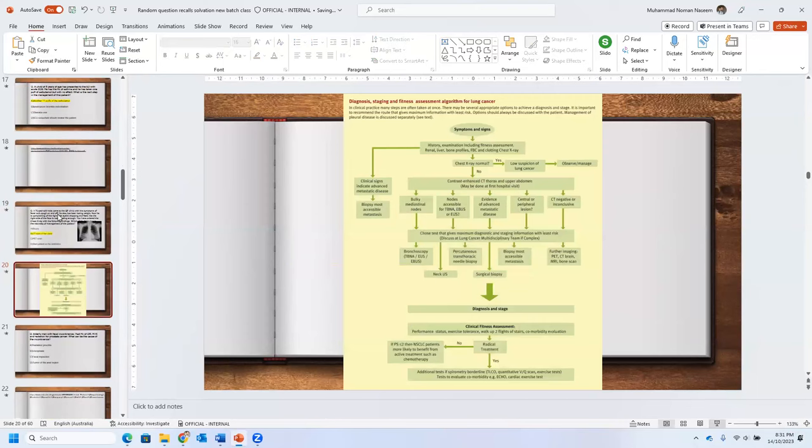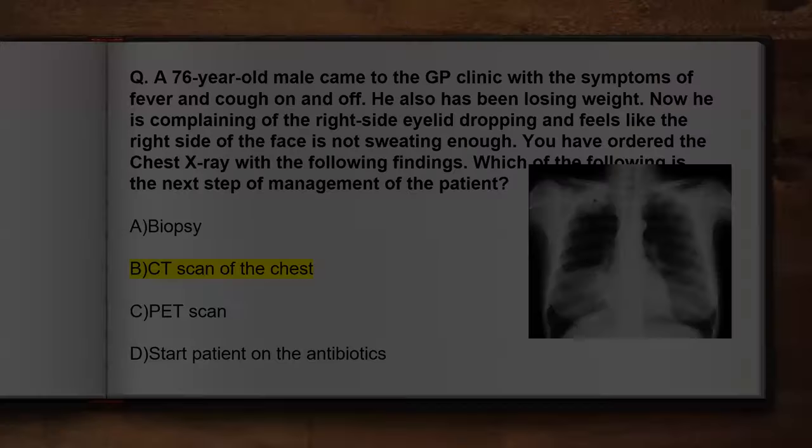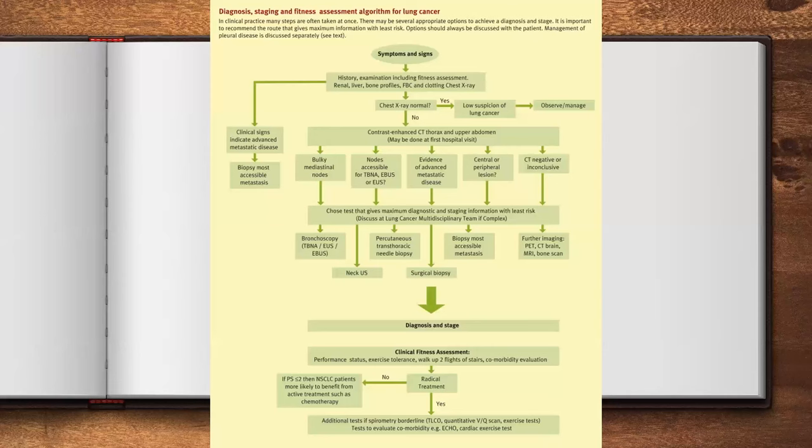If you look over here, guys, I'm just going to make the screen a bit enlarged. So if you look over here, if you're having signs and symptoms of lung cancer, you take the history, you do the assessment, you do the liver function test, renal function test, bone profiles, full blood count, and the clotting profile, and then you do the chest X-ray. On the chest X-ray, if it's normal, you just observe and manage the patient. If it's not normal and you have a suspicion of the tumor, then you do a contrast enhanced CT of the thorax and the upper abdomen. Afterwards, you can decide based on the best approach whether the patient needs a biopsy through bronchoscopy or a CT guided biopsy.